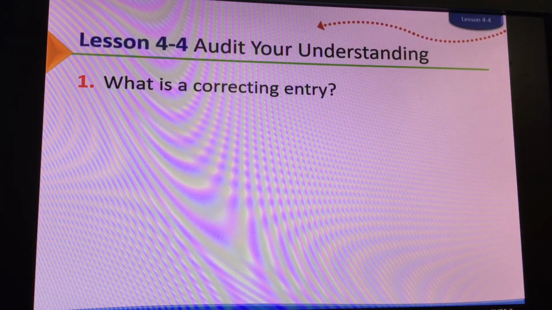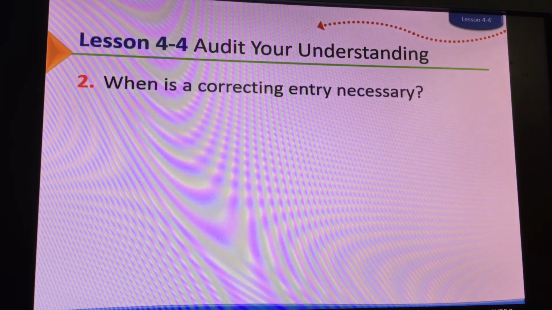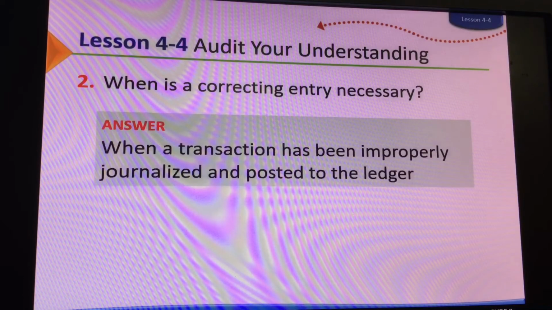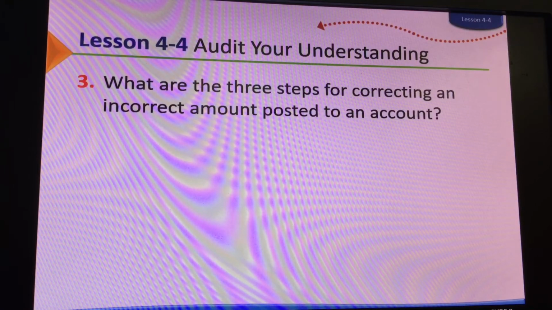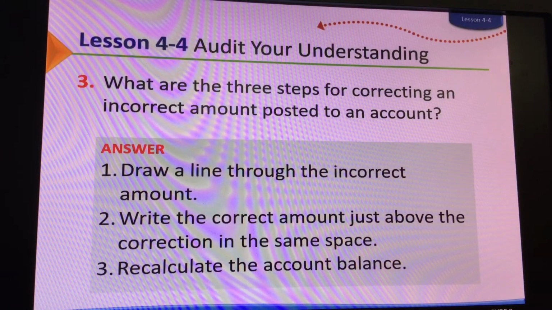So what is a correcting entry? It's a journal entry made to correct an error in a ledger. When is a correcting entry necessary? When a transaction has been improperly journalized and posted to the ledger. What are the 3 steps for correcting an incorrect amount posted to an account? Draw a line through the incorrect amount, correct the amount, and recalculate the balance.